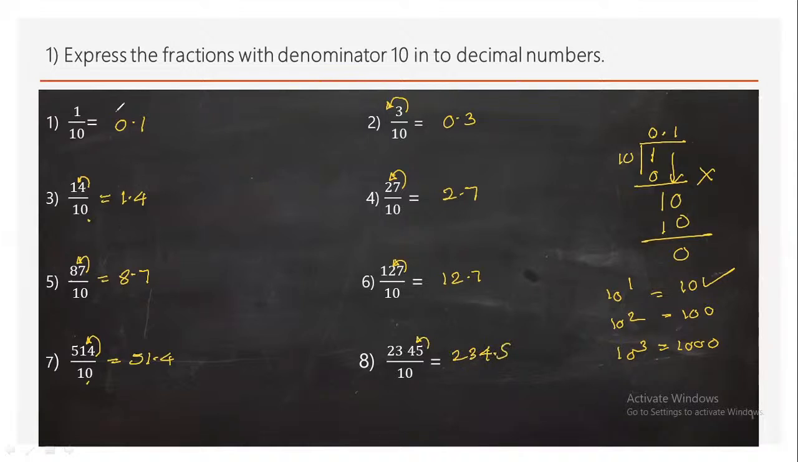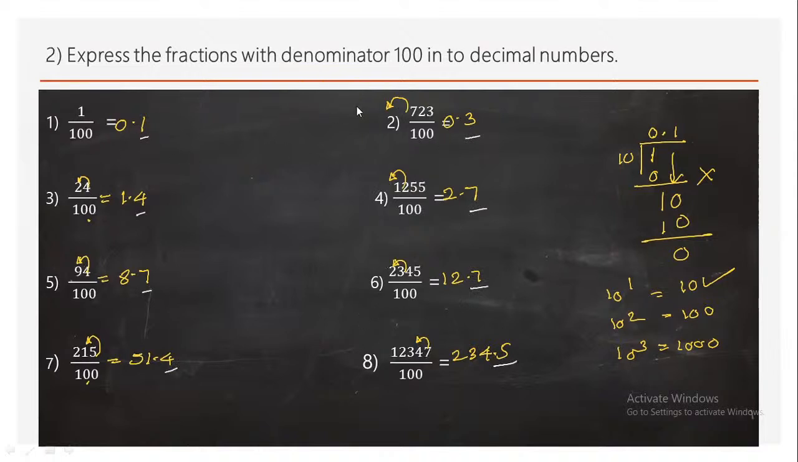Now you have one conclusion about this. What is this? All the answers contain one decimal place when the denominator is 10. Right? Only one 0 at the denominator, one decimal place in the answer. Right. We'll go to the next question.